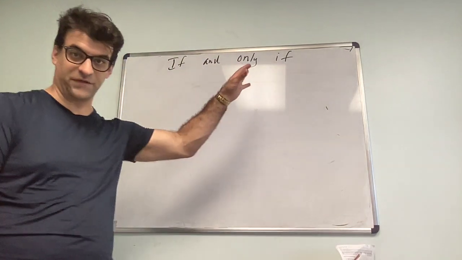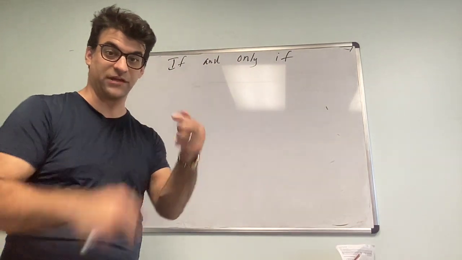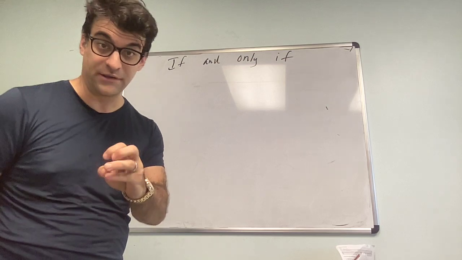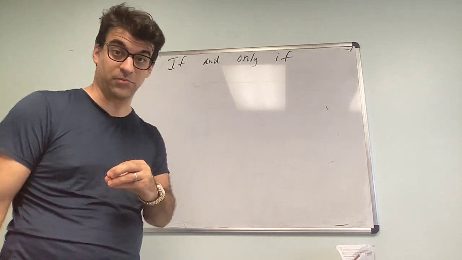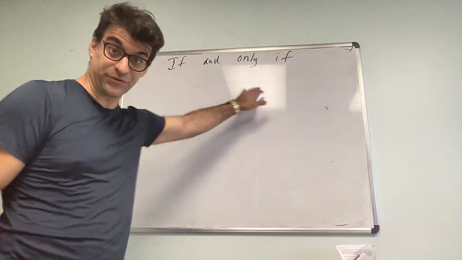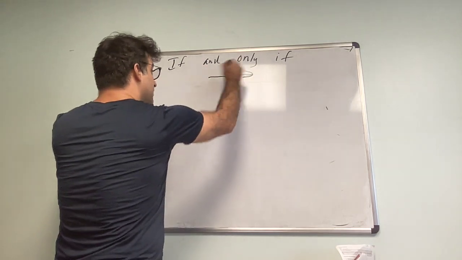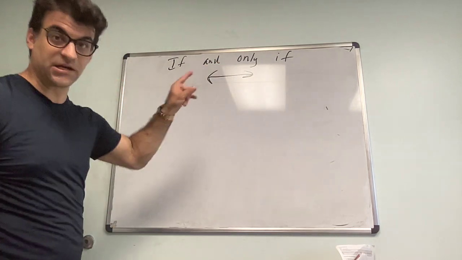Okay, on to if and only if. We've done if, we've done only if. Now when they're together, that's the biconditional, the double bar, because you have if and only if, so it's going to be the double bar.